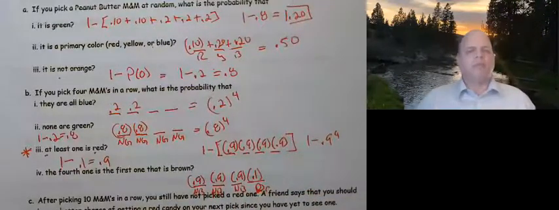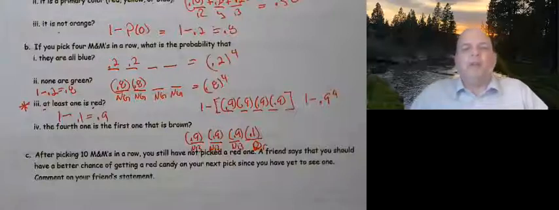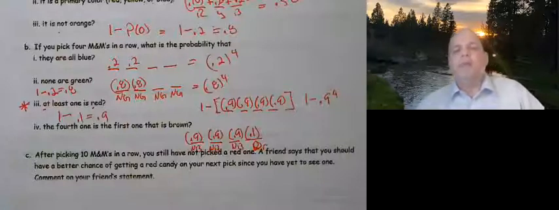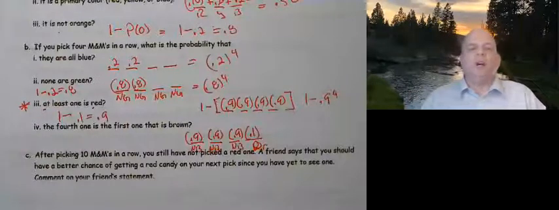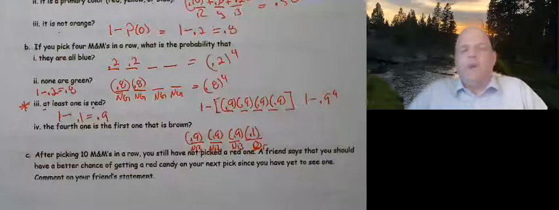All right. And then finally, after picking 10 M&Ms in a row, you still have not picked a red one. A friend says you will have a better chance of getting a red candy on your next pick since you have yet to see one. Comment on your friends. Well, a couple things. If you have a single bag of M&Ms and you're taking them out and eating them just like I would do, then yes, your friend is right. If you've not drawn a red M&M yet, it's going to increase in likelihood the more you continue to draw.